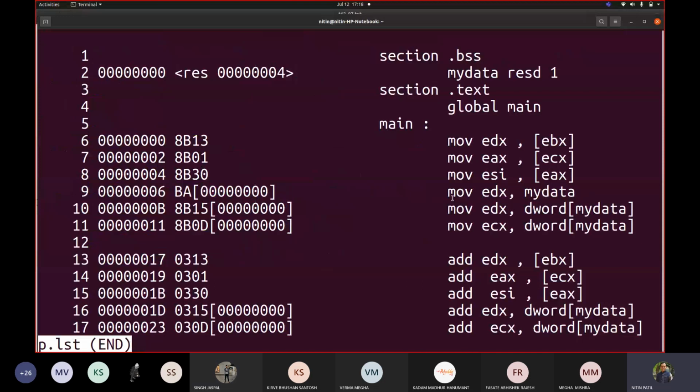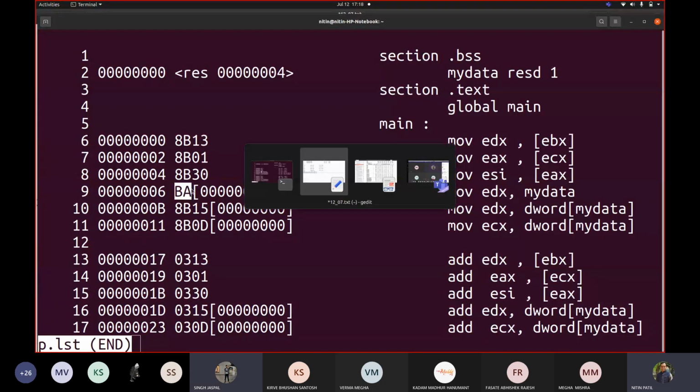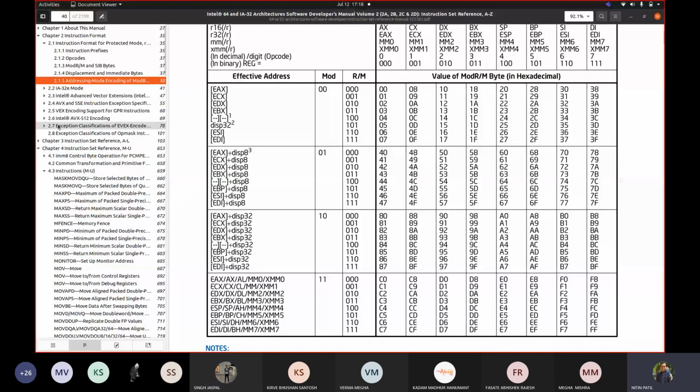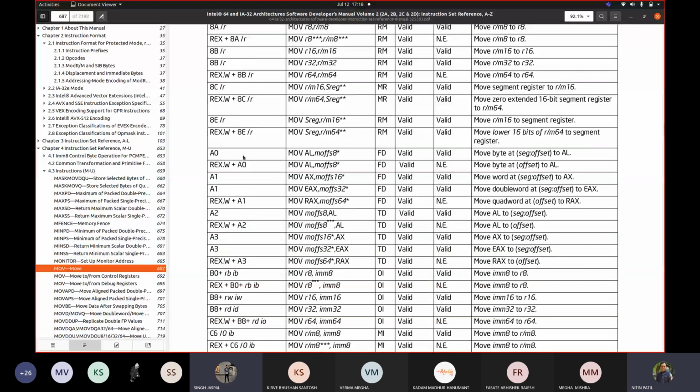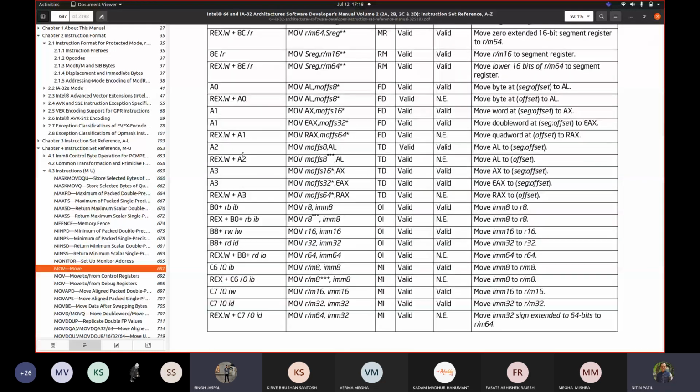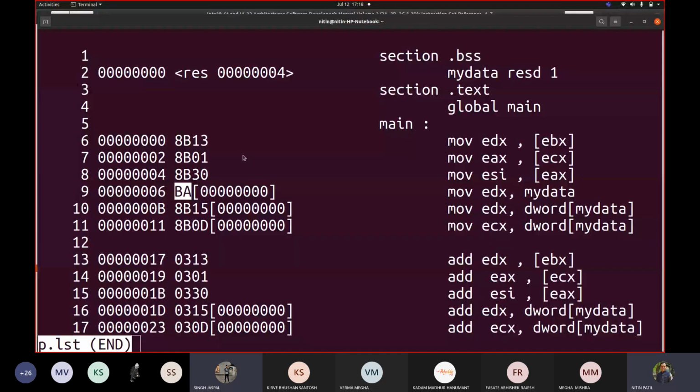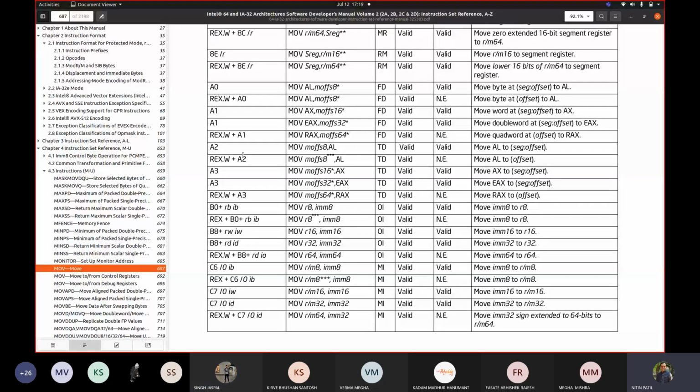Now you will see this mov EDX, my data became suddenly BA. If I go to my PDF and see that BA part for my mov instruction, try to see where BA is. BA is not directly there, correct? It was picked from this B8, correct? B8 plus the register number is added.